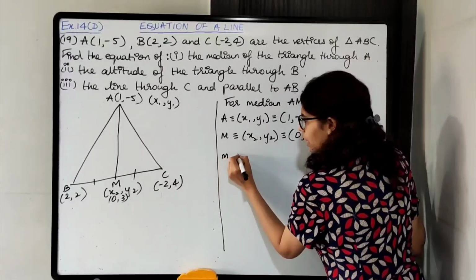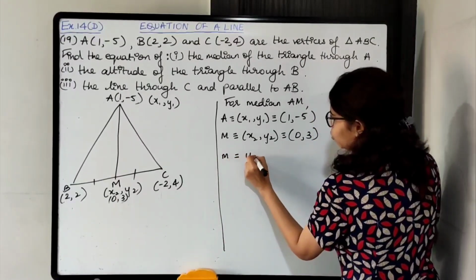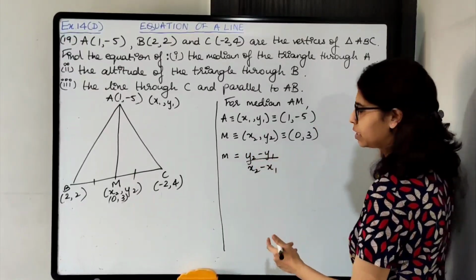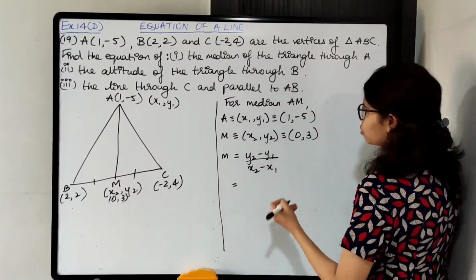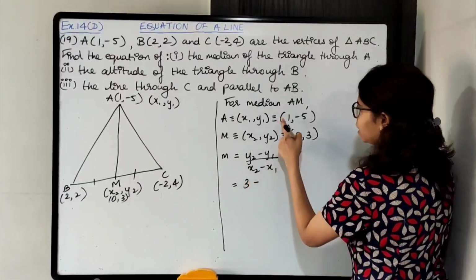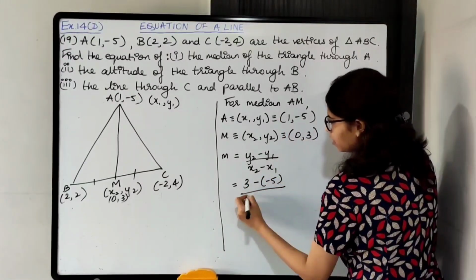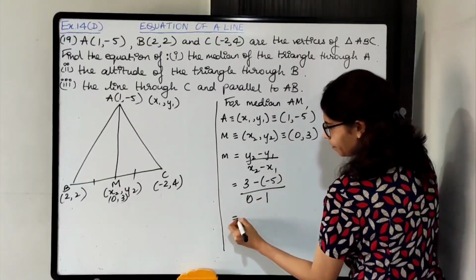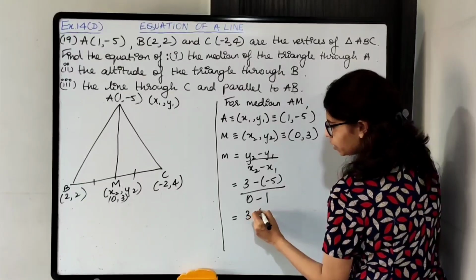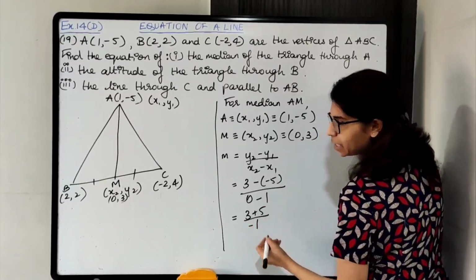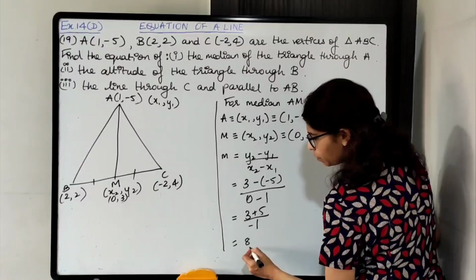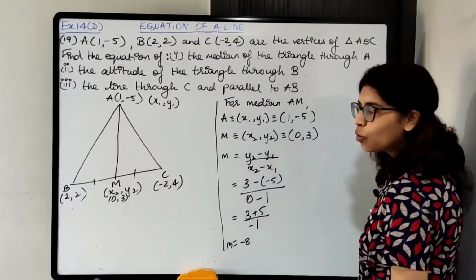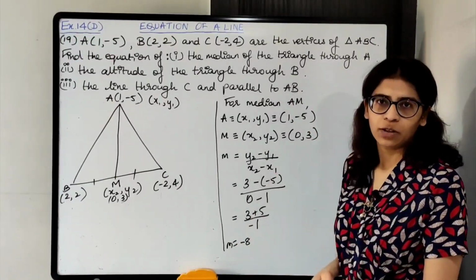So m will be y2 minus y1 upon x2 minus x1, or you can take y1 minus y2 upon x1 minus x2. So y2 is 3, y1 is minus 5, x2 is 0 and x1 is 1. Minus minus plus हो जाएगा, 3 plus 5 upon 0 minus 1 gives 8 upon minus 1, that gives minus 8. Okay, slope मिल गया.